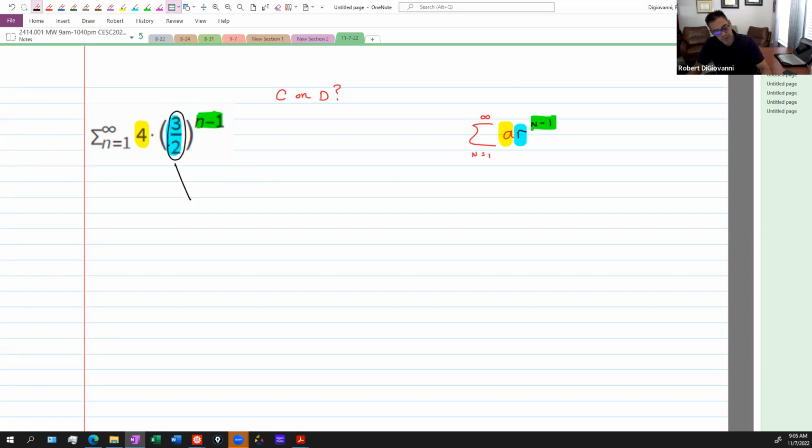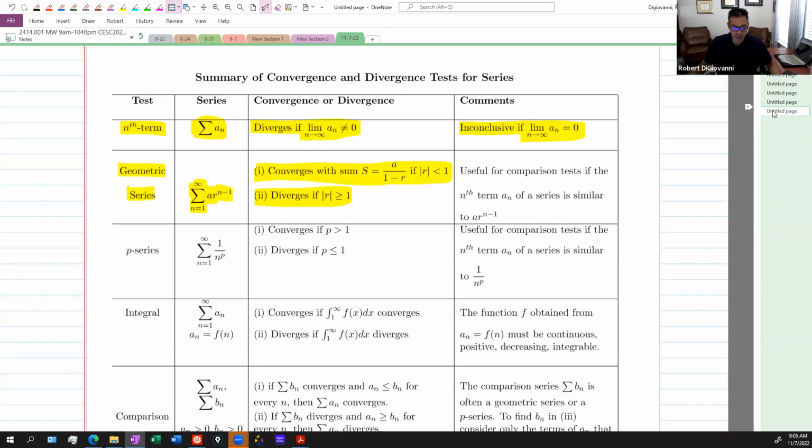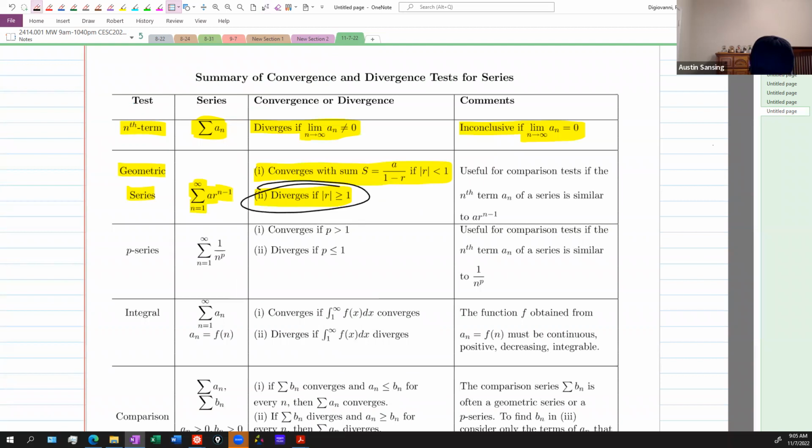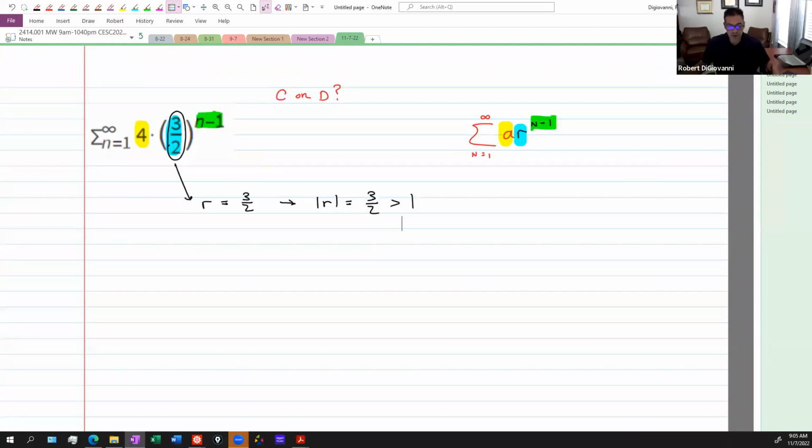See here for us, R is 3 halves. And that means that the absolute value of R is also 3/2. And that's bigger than 1. And anytime you have a geometric series where your R is bigger than 1, what happens? Diverges. Okay. So there's no work to be done here. We know right now, it diverges.